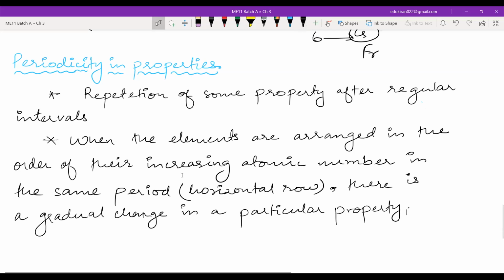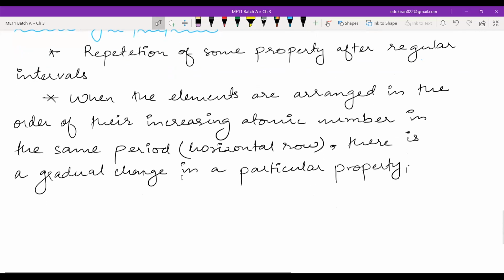That is what happens when we arrange the elements in the periodic table. When we arrange them in increasing order of atomic number, there is a gradual change in some property, whether it will be an increase or decrease, I will show that. So please let me know if you are done. Then we will start what properties we have to learn.